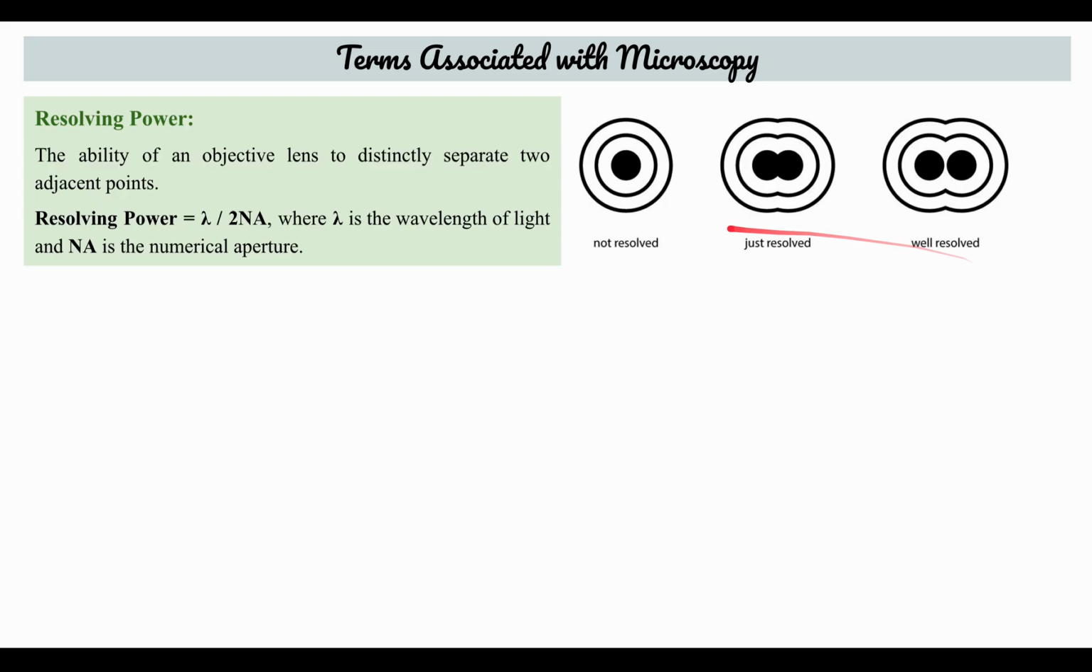resolved. So this is the resolving power, which means how much ability a particular microscope has to see these two objects as separate entities. So that is resolving power.